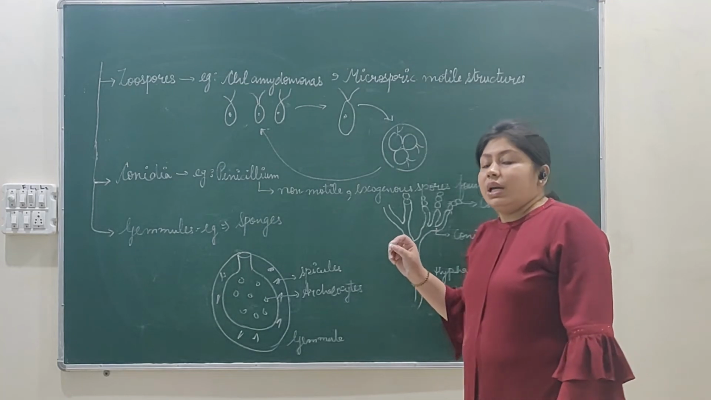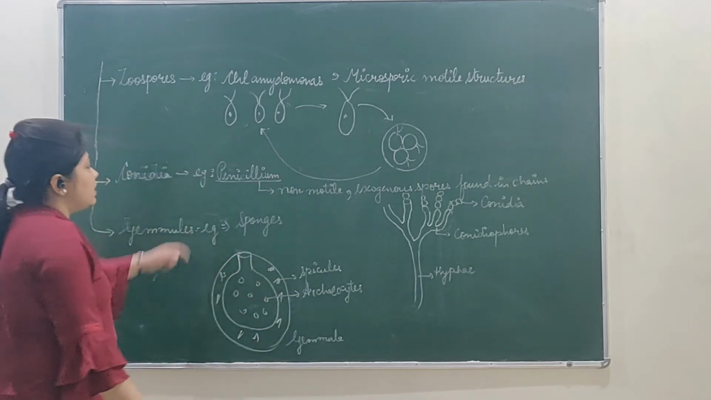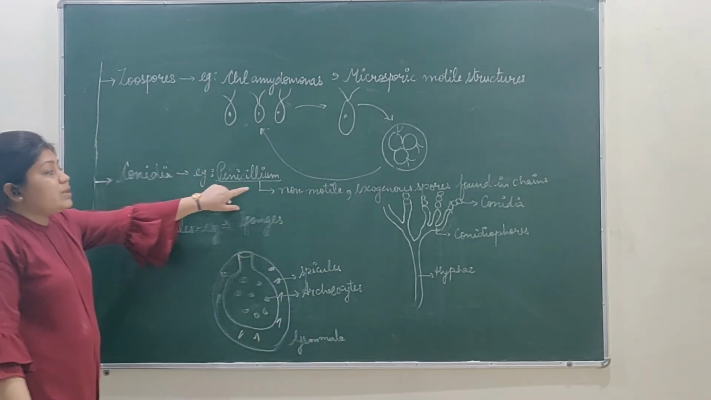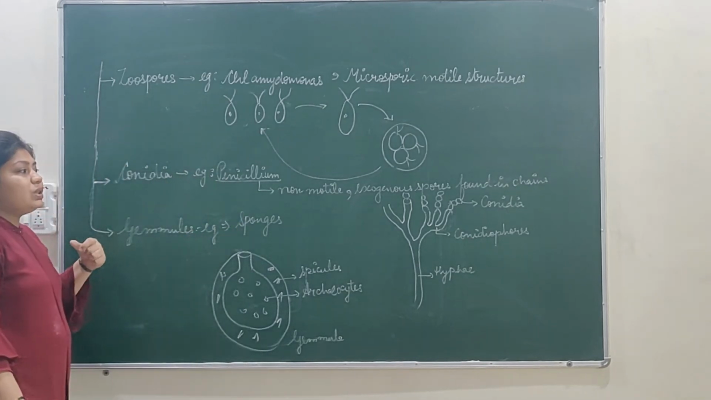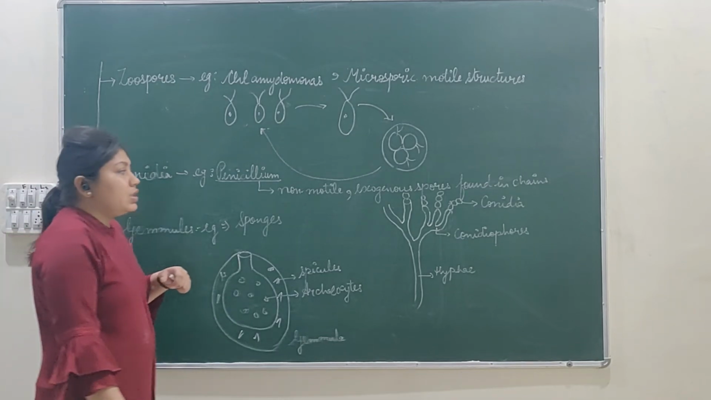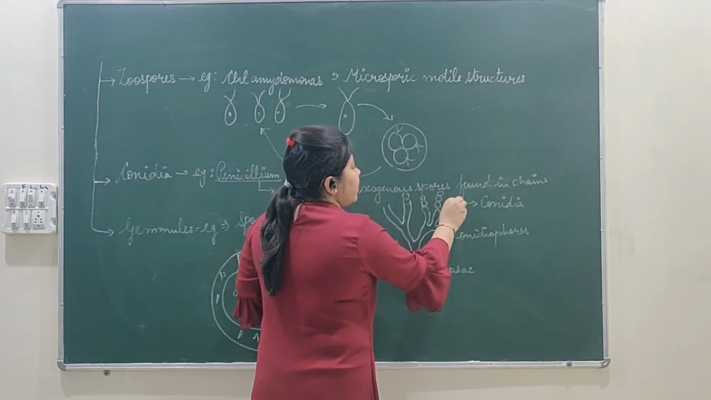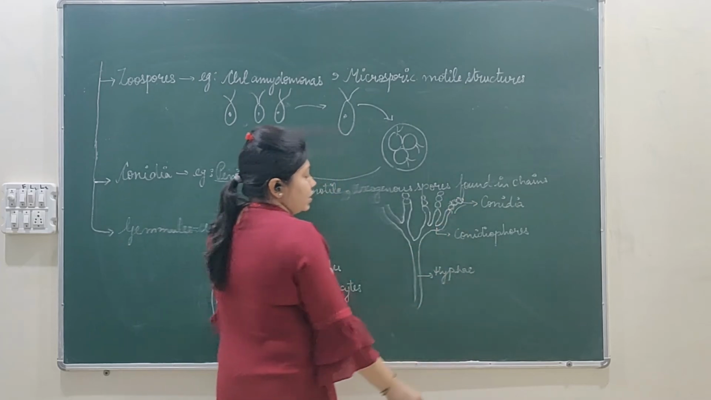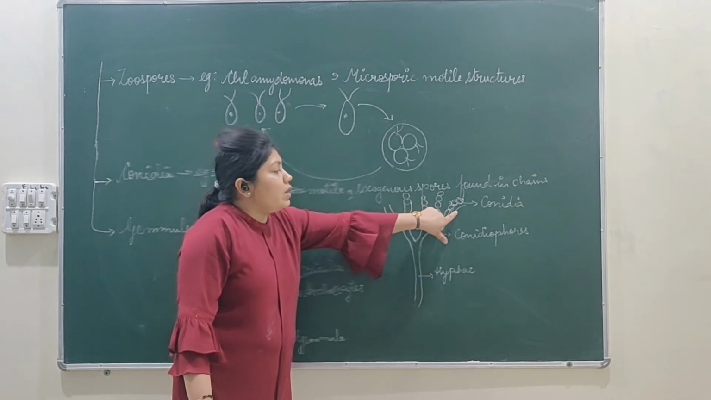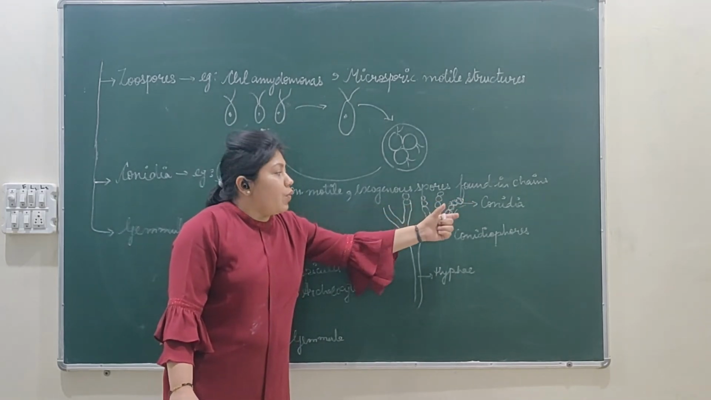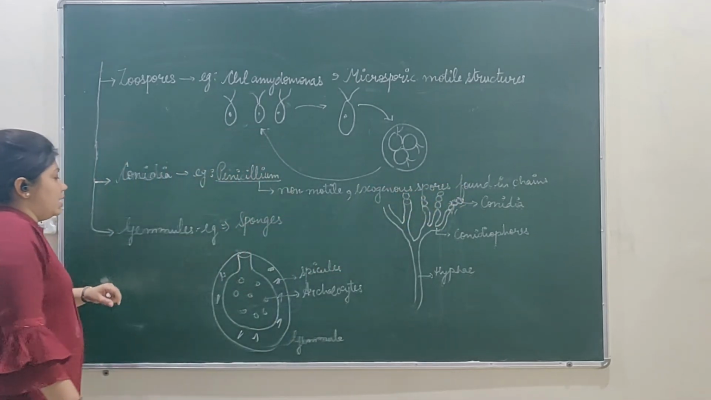Next is the conidia. A very common example is Penicillium. This is common in the case of fungus. Conidia are exogenous spores which are found in chains, right? So this conidia structure is found in Penicillium in chain-like structures. Here you can see, focus on this diagram, this is the hyphae and chain-like structures, conidia, are formed. Once they mature, they detach from the parent body and give rise to a new organism.